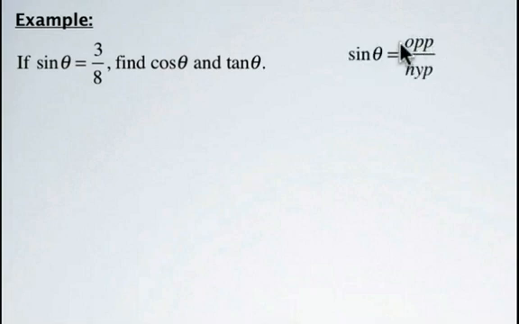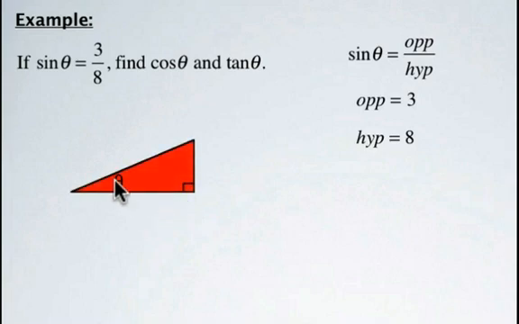So sine theta is equal to opposite over hypotenuse, recall. And we're given that the opposite is 3, and the hypotenuse must be 8. So now we can start to draw our triangle.